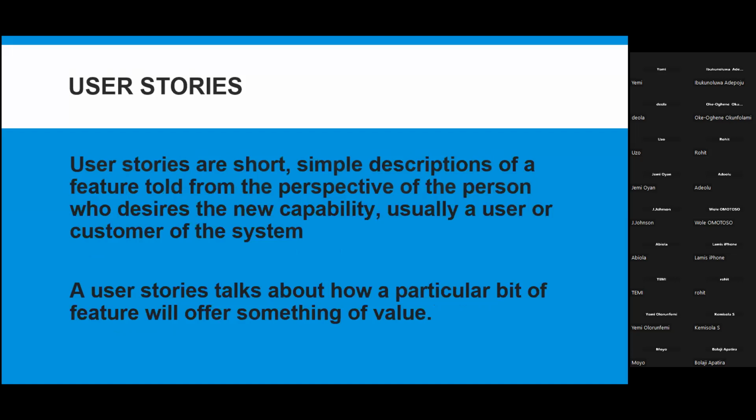And then user stories. So they're short, simple descriptions of a feature told from the perspective of the person who desires the new capability, usually a user or customer of the system. There's something that I'd like us to note. It's really important. It says told from the perspective of the person who desires the new capability. So bear that in mind. Please do not forget that. It's very important to remember that user stories are written from the perspective of the person who wants the new capability. What does that mean?